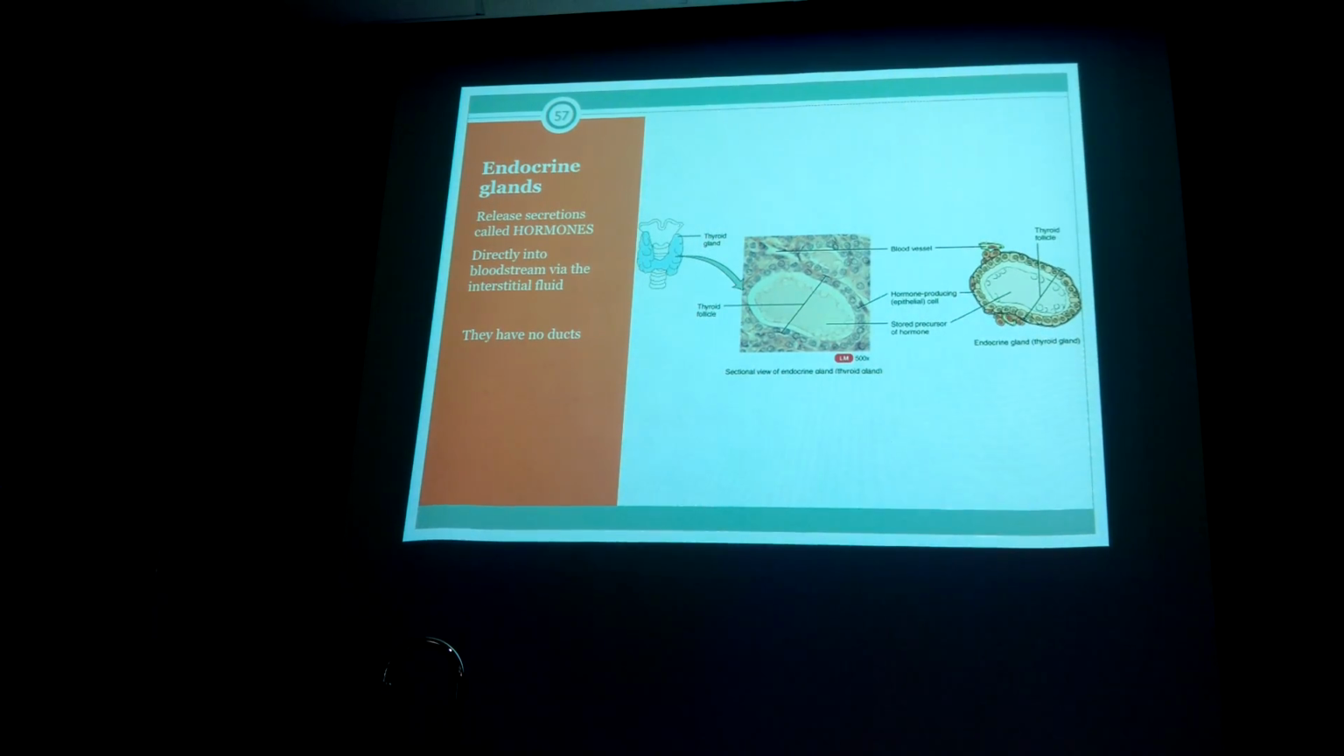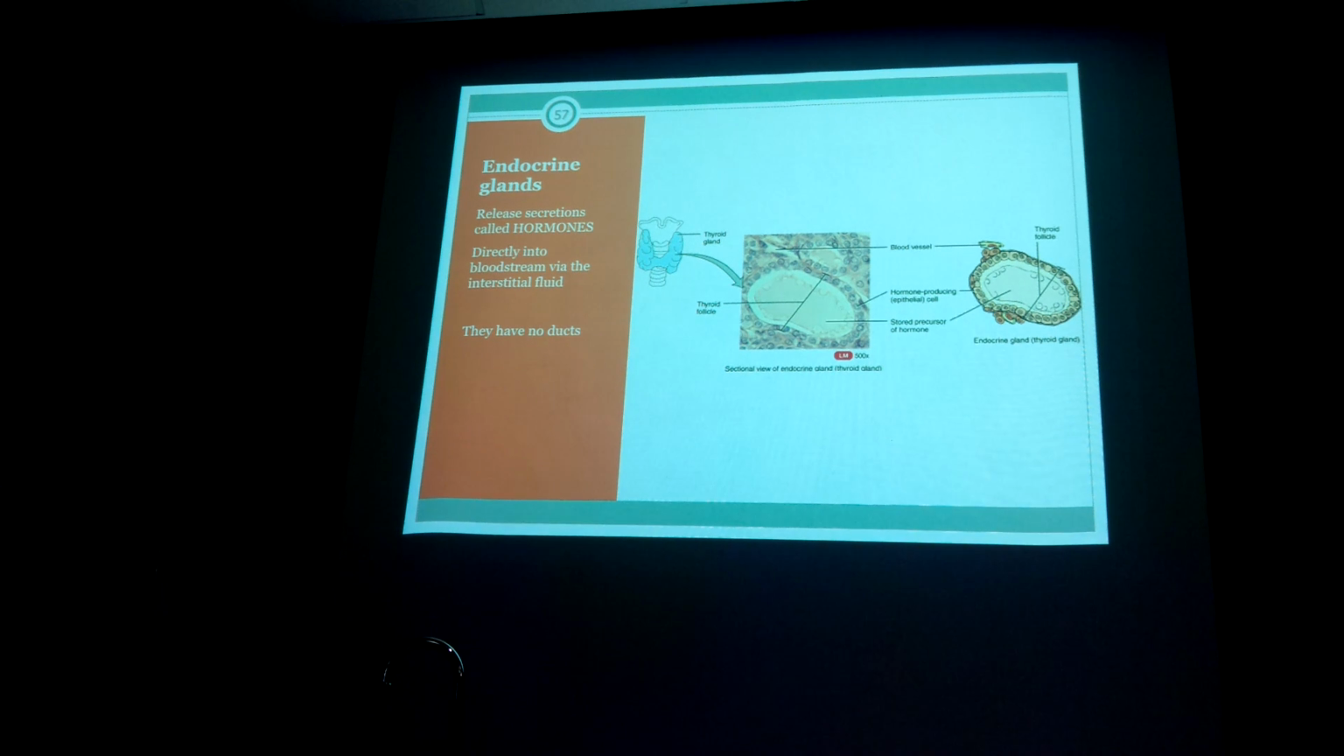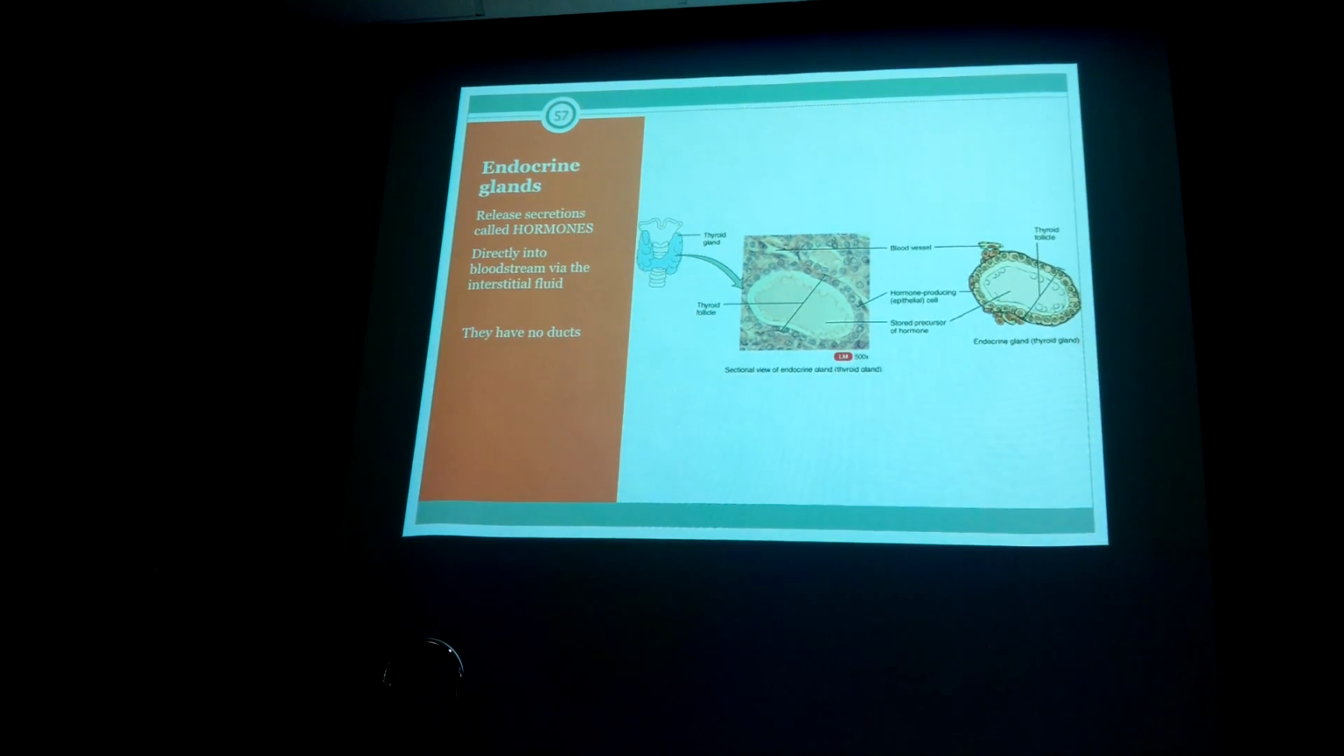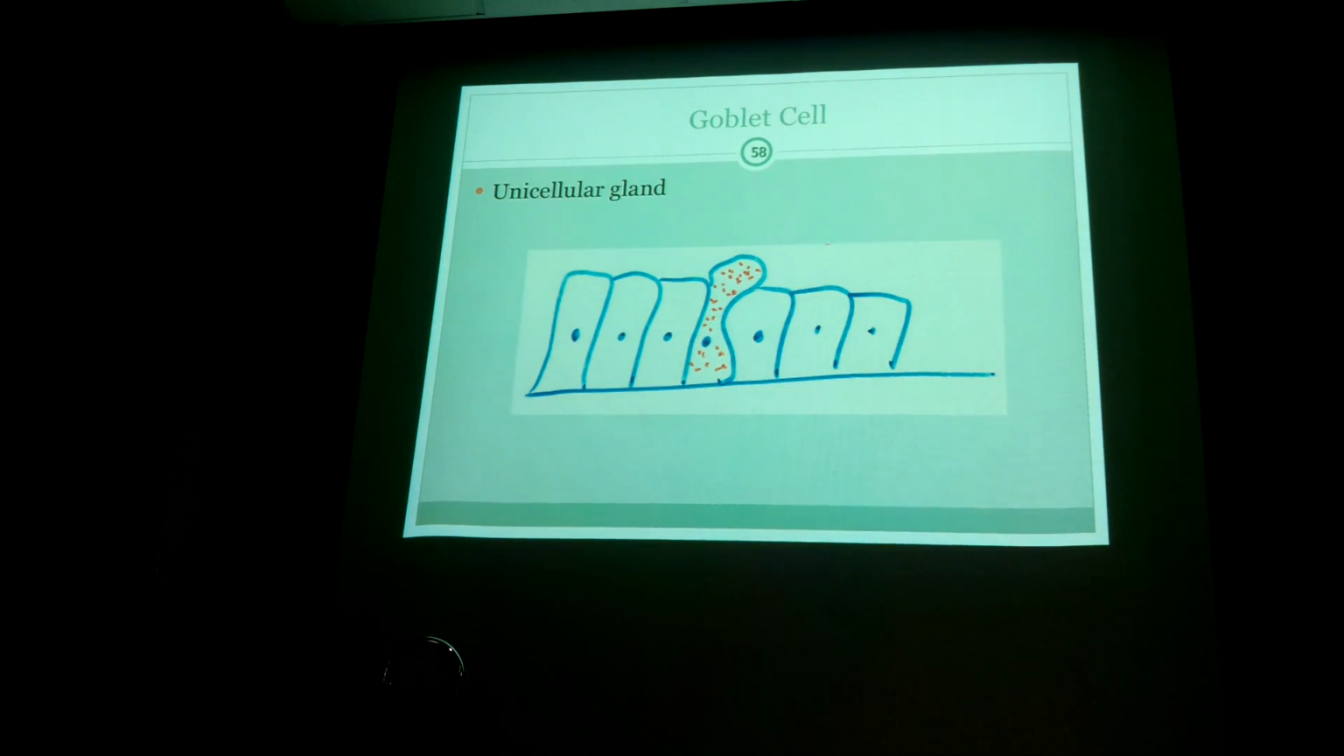And here I'm going to show you some endocrine types of glands. They release hormones directly into the bloodstream. There is no duct, so the endocrine hormones all go right into the blood. And this would be an example of a unicellular gland, like the goblet cells that we saw in some of the previous slides.